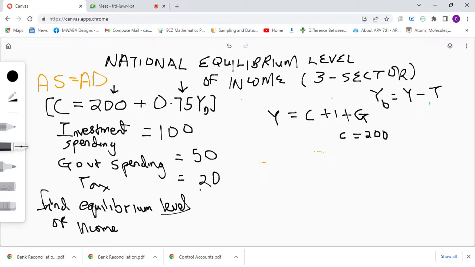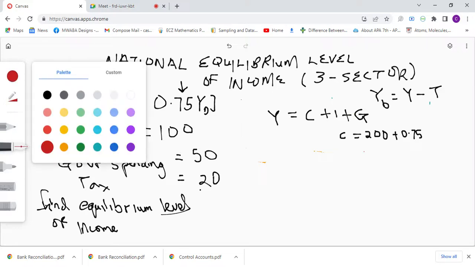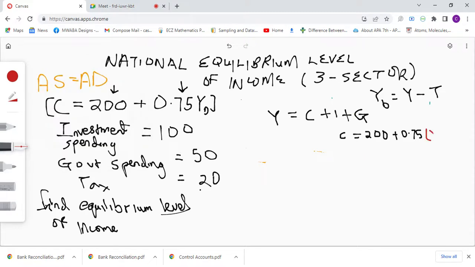200 plus 0.75. We're just substituting this YD, which represents disposable income. We'll put it here in red brackets. We're going to have Y minus 20. 20 represents the tax. So now that we've got that done, let's replace everything and calculate our income.